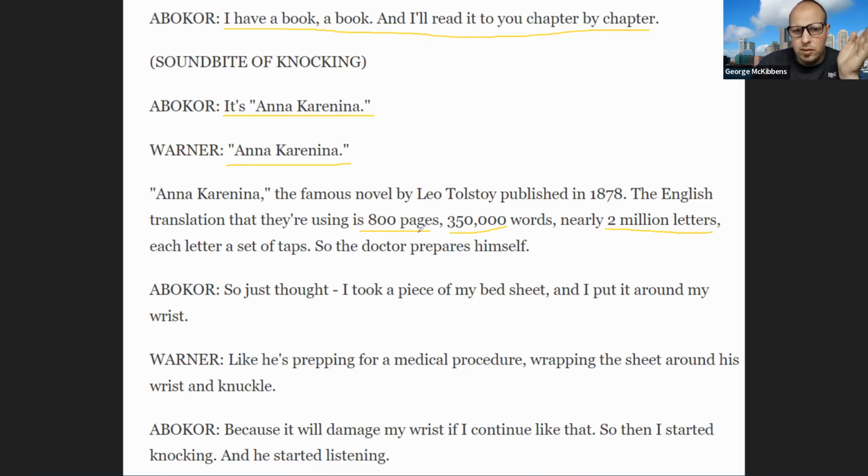So the doctor prepares himself. And then the doctor says, so if he's going to be tapping his hand against this brick wall millions of times, he needs to protect his hand. So he wraps a bed sheet around his hand. And he says, so I wrap a bed sheet and I put it around my wrist. And then Greg, the host says, like he's preparing for a medical procedure, wrapping the sheet around his wrist and his knuckle.